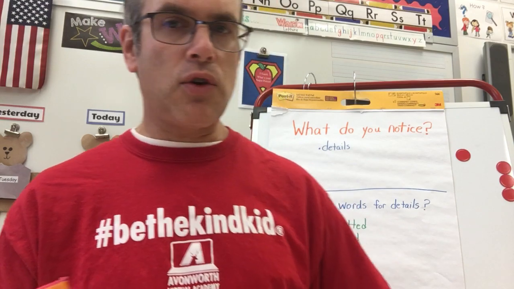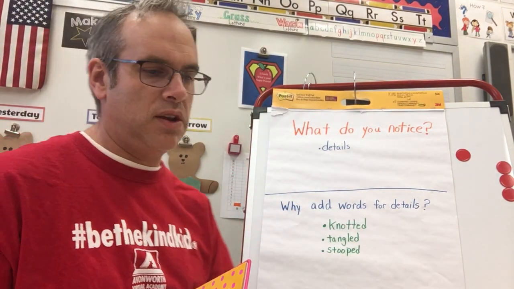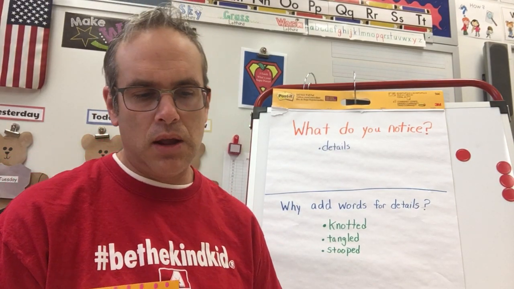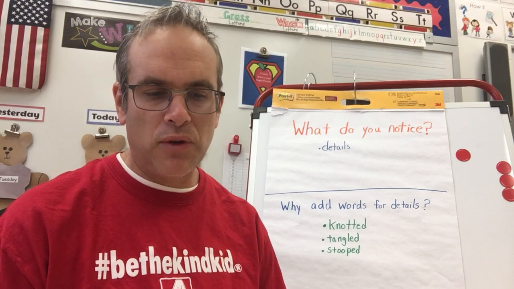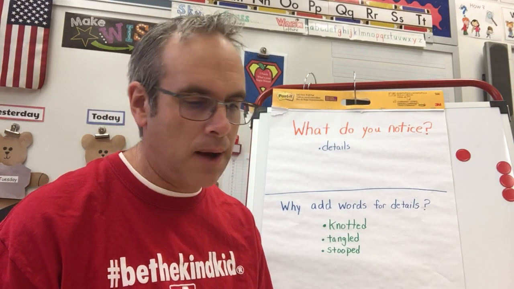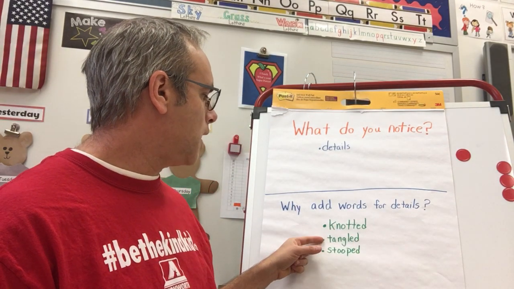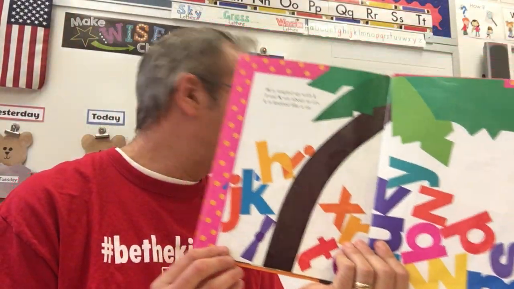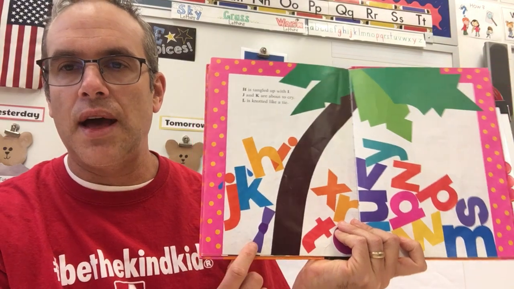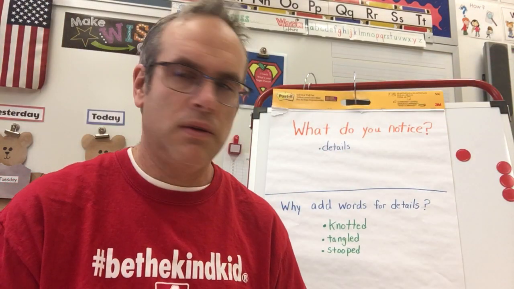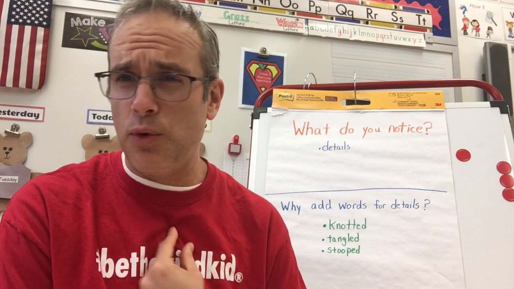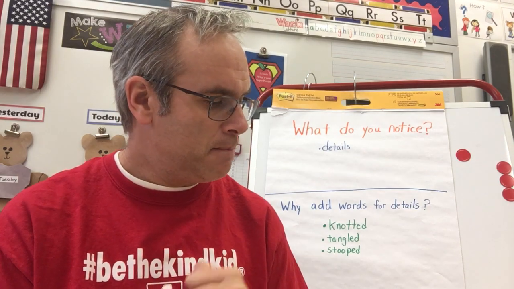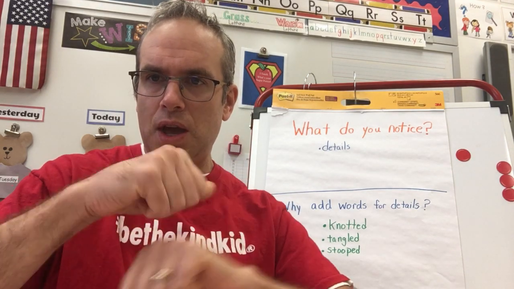Okay. So the other thing that I have on my chart is why add words for details. Sometimes authors use really cool words to make their story sound more interesting and make it a little bit more fun for the reader, okay? And there's some words on here that I have. I have knotted, tangled, and stooped, and I want to talk about that a little bit. In this page, it says, for the word knotted, L is knotted like a tie. So what does that word mean, knotted? I know when I think of the word knotted, it makes me think of my shoes because I gotta tie my shoes and put a knot in it. So knotted means like to tie something and make it tighter, right?